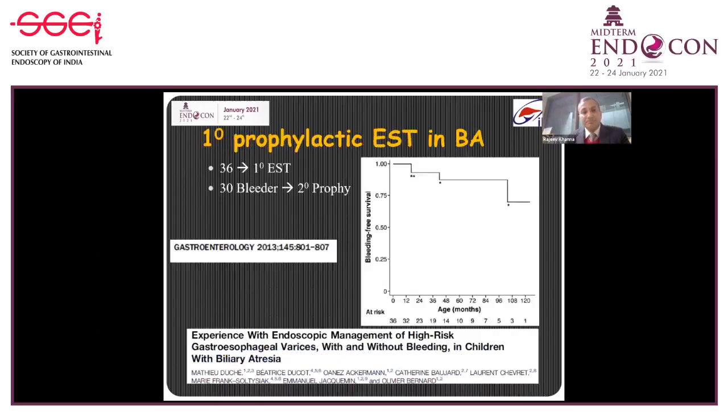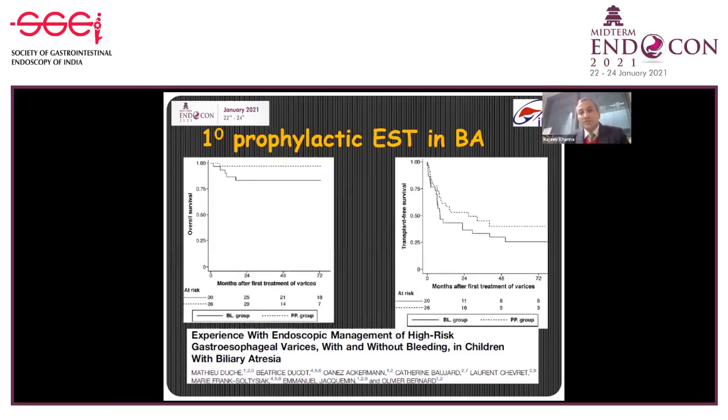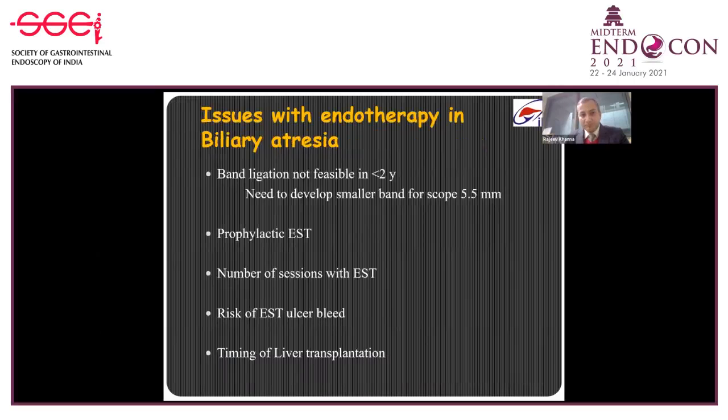So what about primary prophylactic endoscopic sclerotherapy in biliary atresia infants? This is the commonest etiology in our setup. This study has compared primary EST with those who come with a bleed and received secondary prophylactic EST, and this study has shown that those who were taken up for primary prophylactic EST have better overall survival and better transplant-free survival.